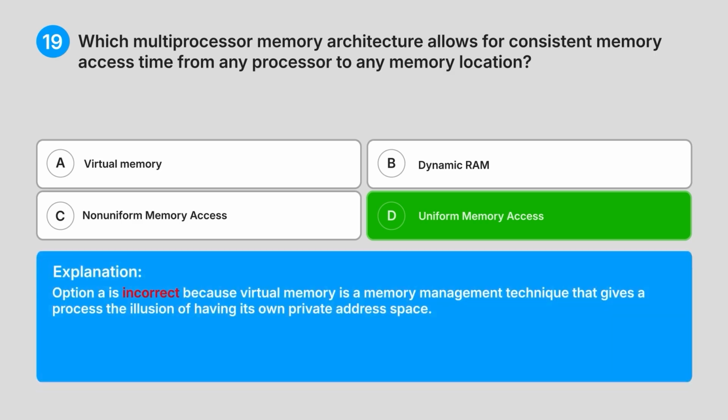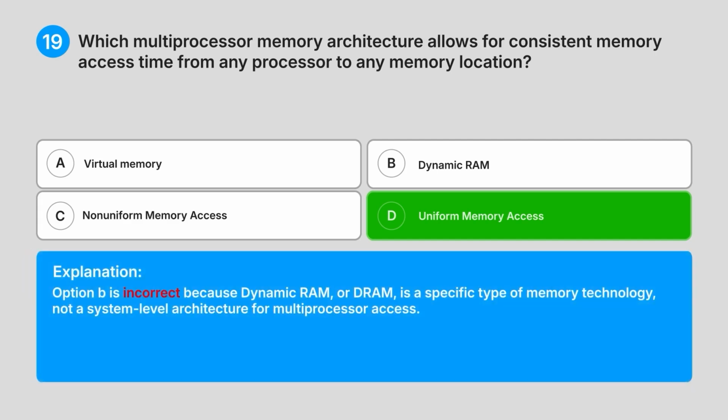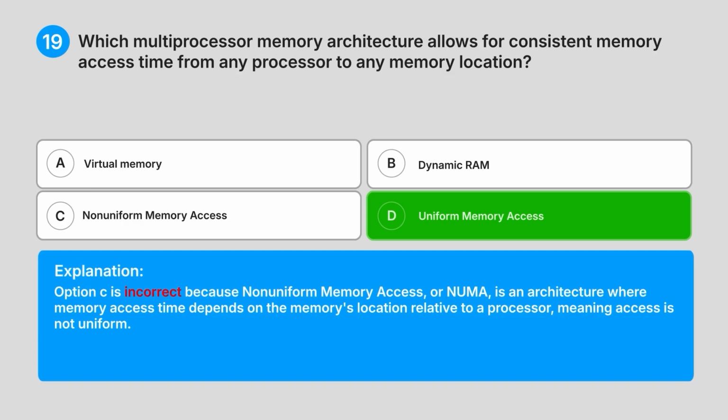Option A is incorrect because virtual memory is a memory management technique that gives a process the illusion of having its own private address space. Option B is incorrect because dynamic RAM, or DRAM, is a specific type of memory technology, not a system-level architecture for multiprocessor access. Option C is incorrect because non-uniform memory access, or NUMA, is an architecture where memory access time depends on the memory's location relative to a processor, meaning access is not uniform.